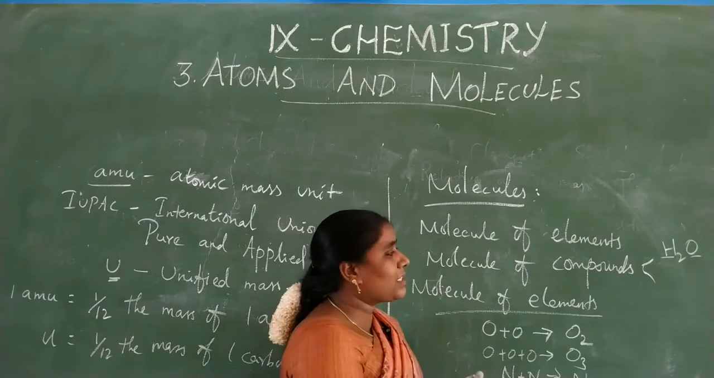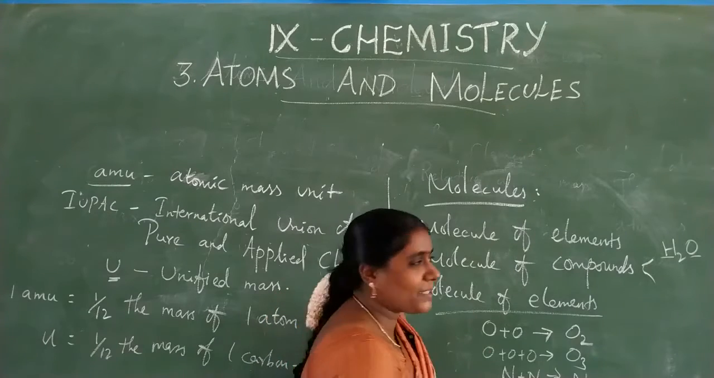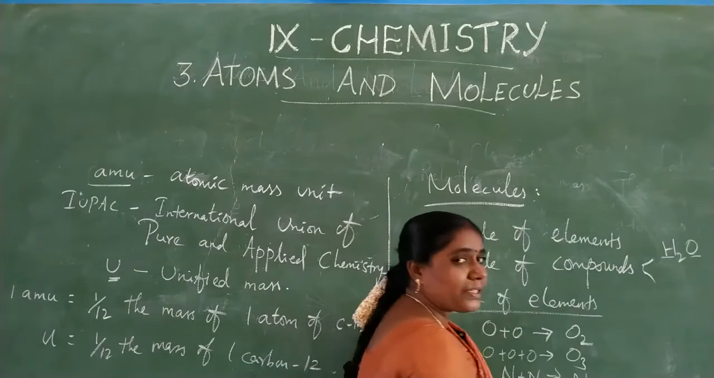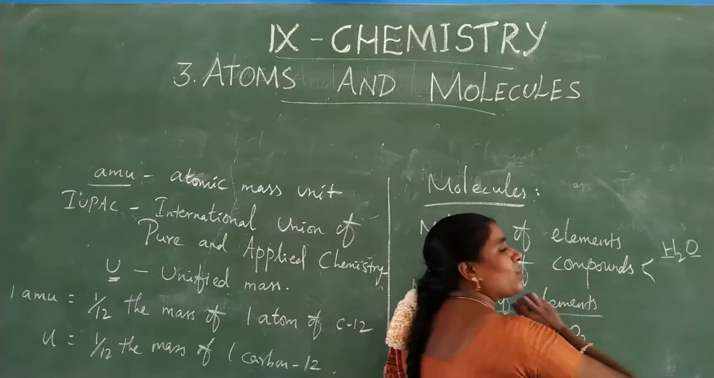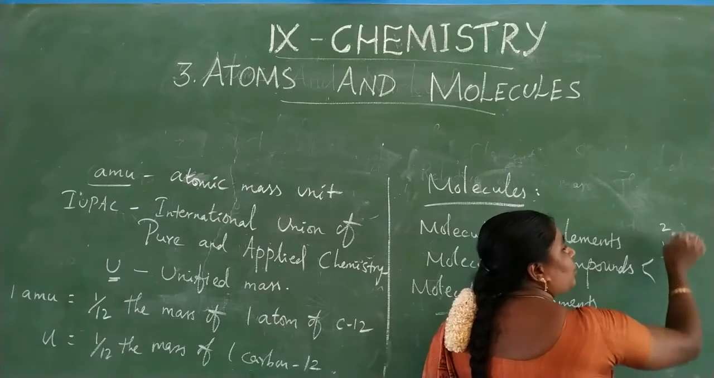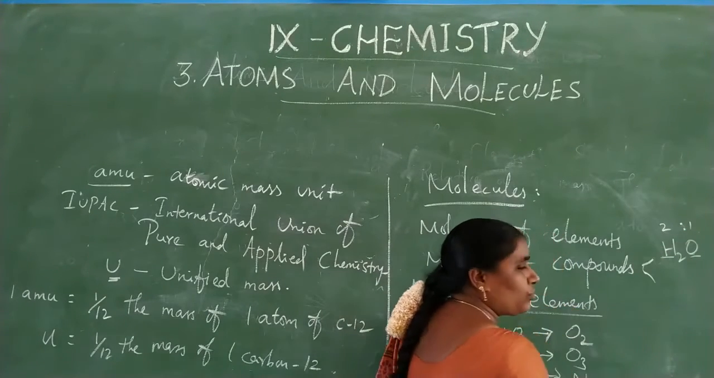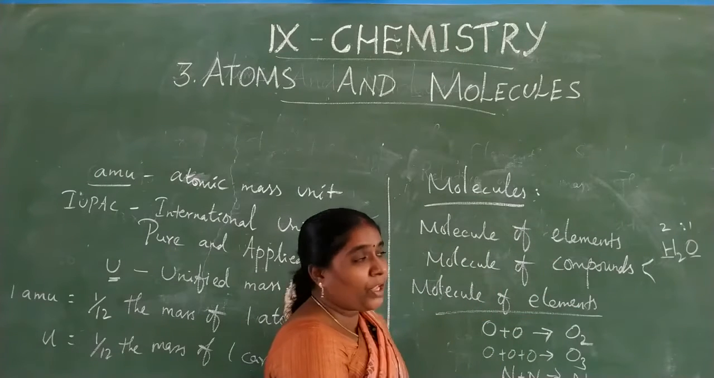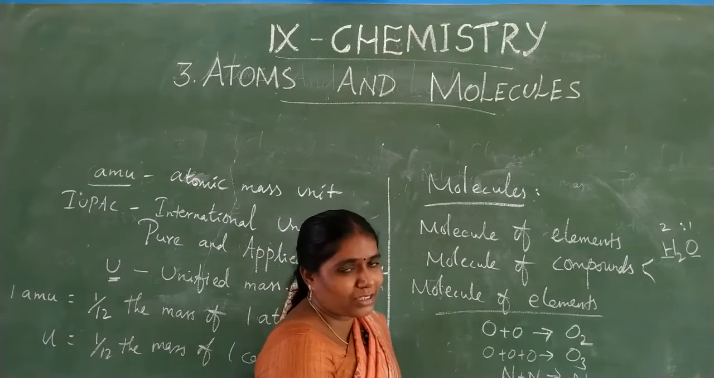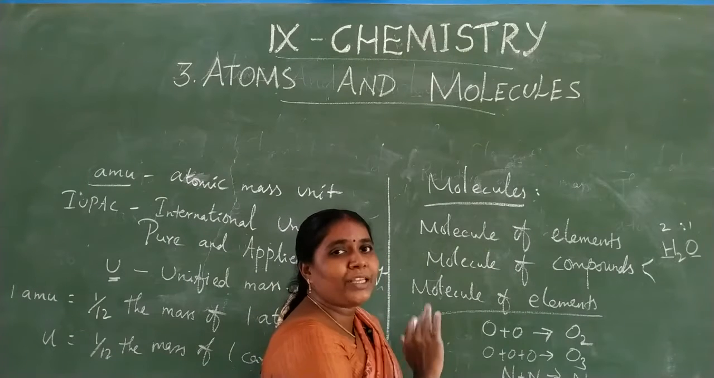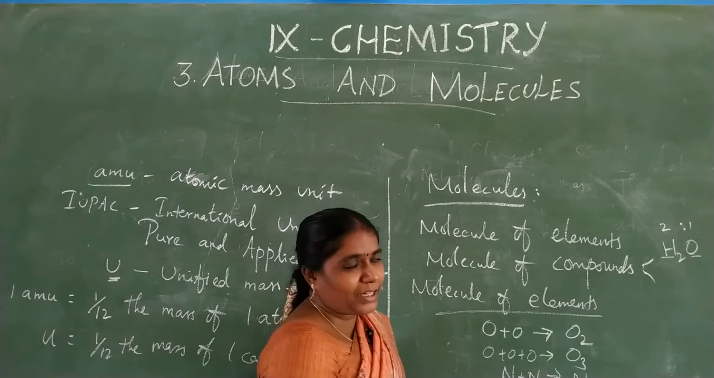So, atoms of different elements are chemically combined in a fixed ratio. How will you get this water molecule? That is a 2:1 ratio, hydrogen 2 and oxygen 1. Two hydrogen atoms, one oxygen atom. So in the form of a 2:1 ratio, we get a water molecule.